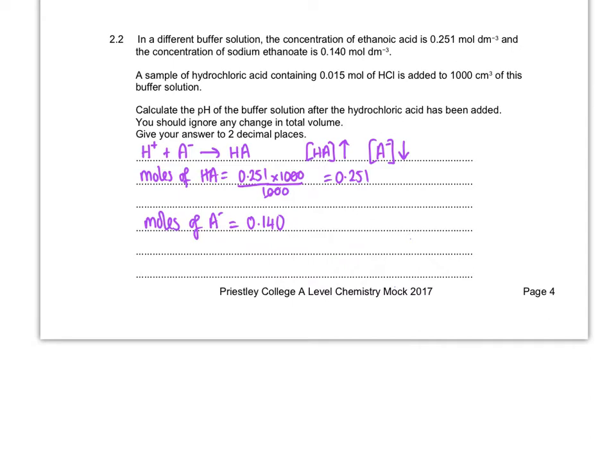Okay, we said the moles of HA are going to go up, so that's going to be 0.251 plus 0.015, which gives me a total of 0.266. For this one, it's going to go down, so it's going to be 0.410 minus 0.015. You can see how valuable this little thinking bit at the top was, because it really makes it obvious which way things are going to go, and you're less likely to make a mistake than when you're doing the calculation.